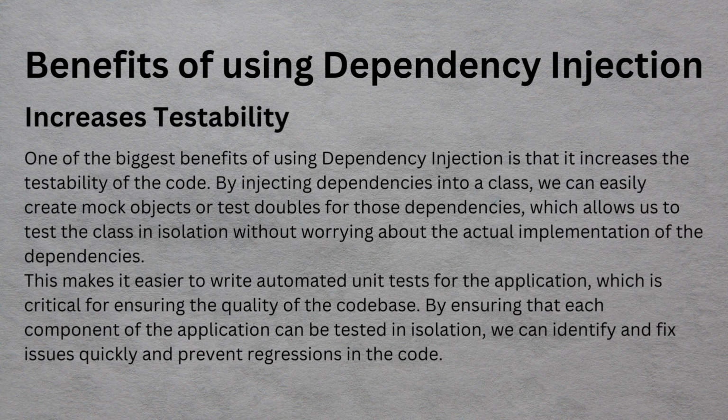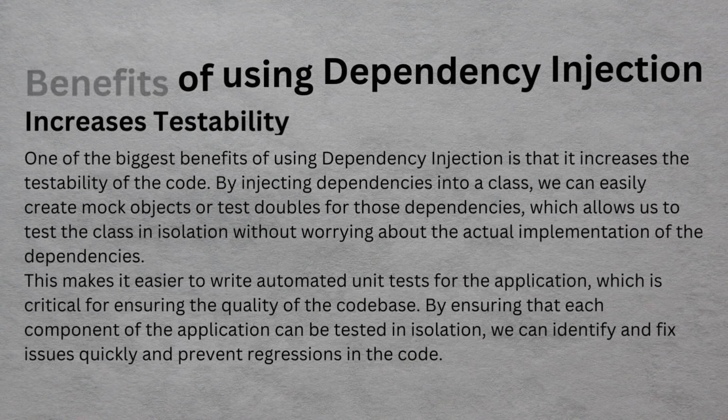This makes it easier to write automated unit tests for the application, which is critical for ensuring the quality of the code base. By ensuring that each component of the application can be tested in isolation, we can identify and fix issues quickly and prevent regressions in the code.